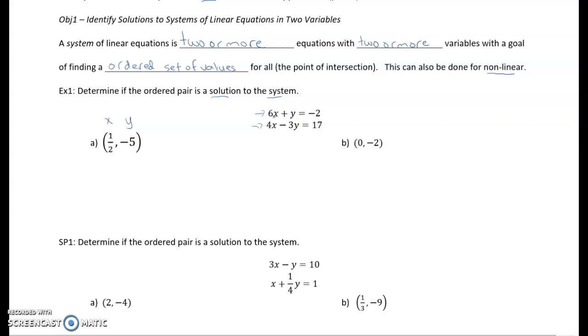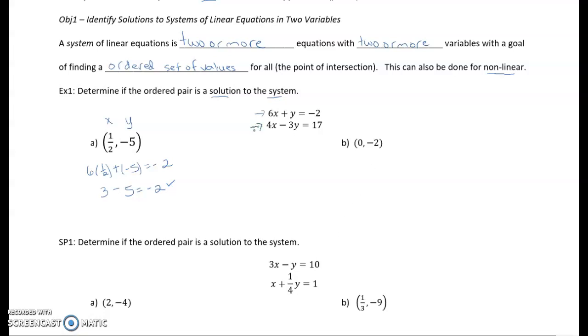So if we take this point and plug it into the first equation, that would be 6 times 1/2 plus -5. And I want to see if that equals -2. So 6 times 1/2 is 3 minus 5. And I need to know if that equals -2. As soon as you know whether or not it's going to be true or false, you can stop. You don't have to keep going. So I know that 3 minus 5 is -2. So I know it works for that first equation.